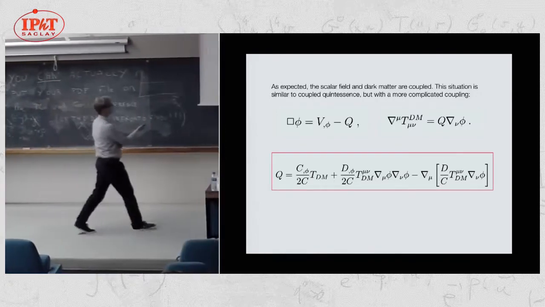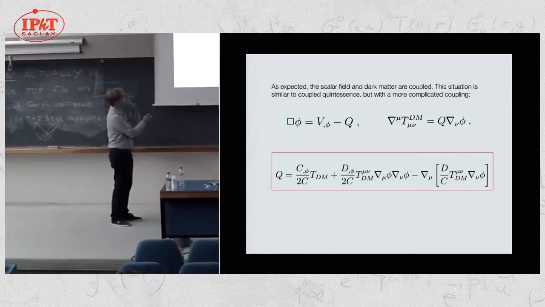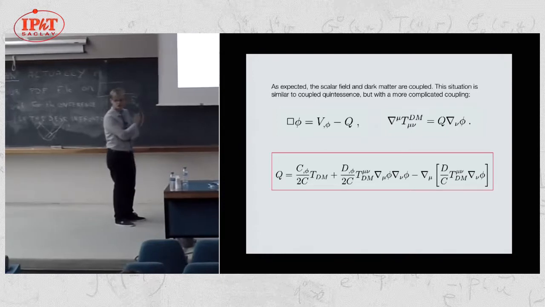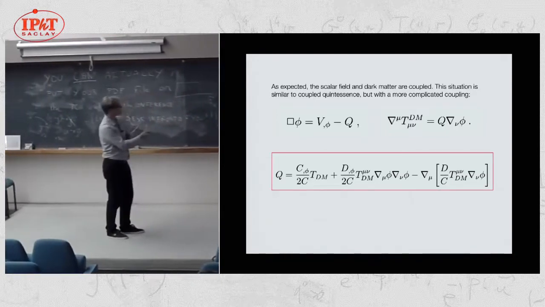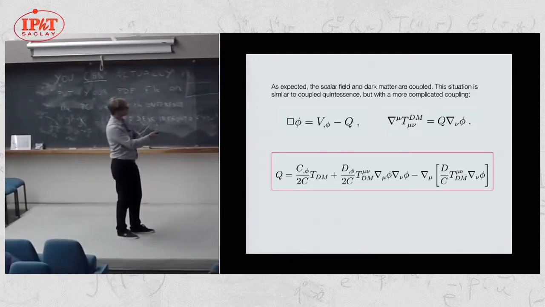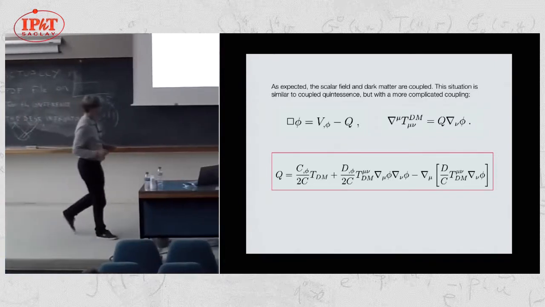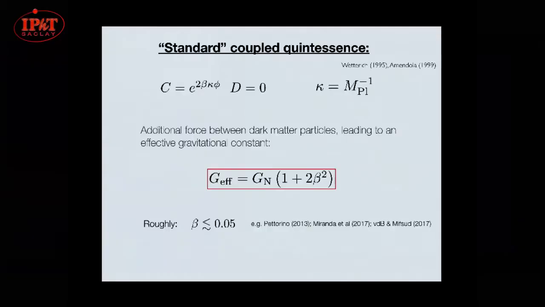So you see here the trace of the energy momentum tensor coupled to the conformal term. That's a standard thing we have seen many times. And the disformal term contains these derivative interactions here. Okay, so these two terms here are the new ingredients.